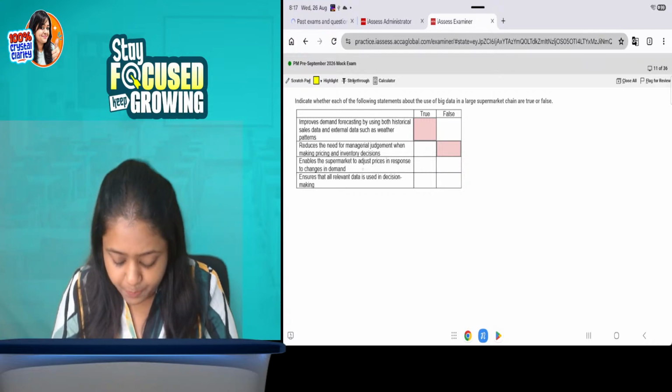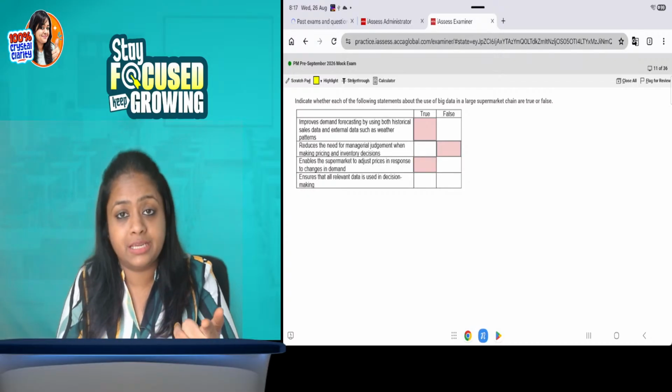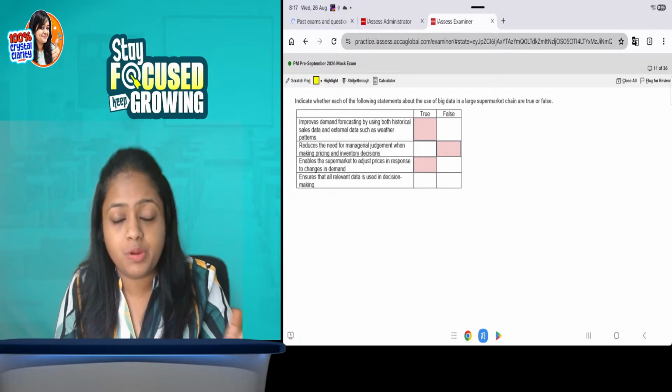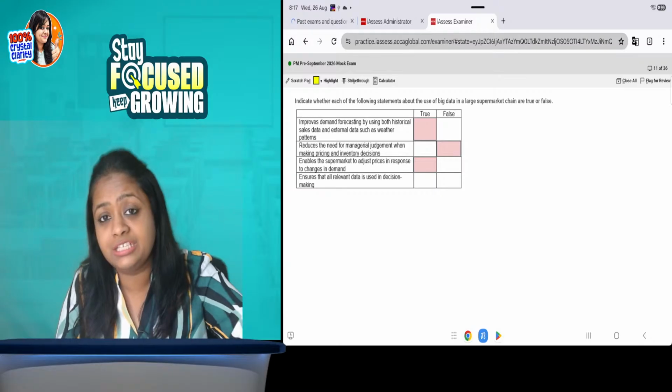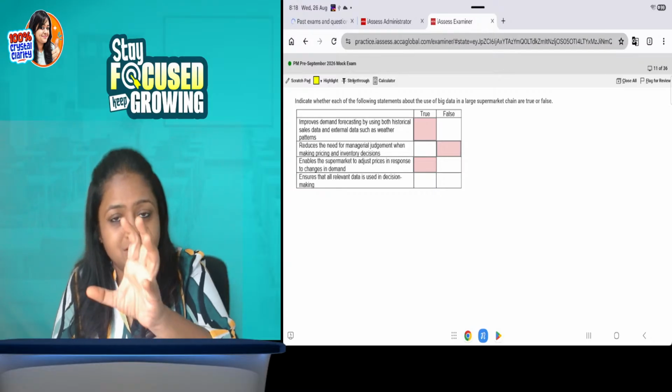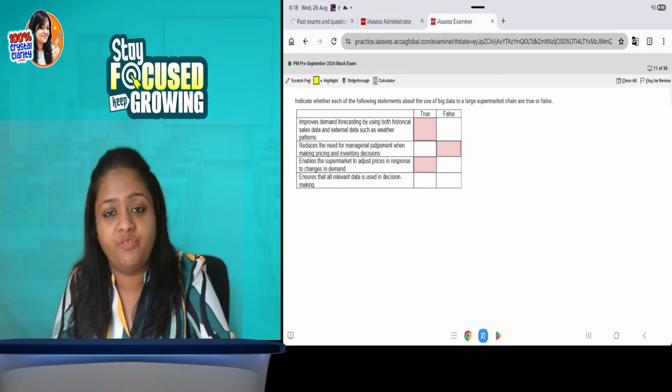It enables the supermarket to adjust prices in response to change in demand. Absolutely correct. This is what happens when you go to Amazon, you select a product, you like that product, and if the product demand is surging, they change the price instantly, right? So this is always a key factor.